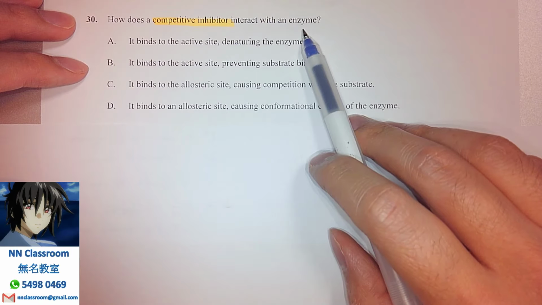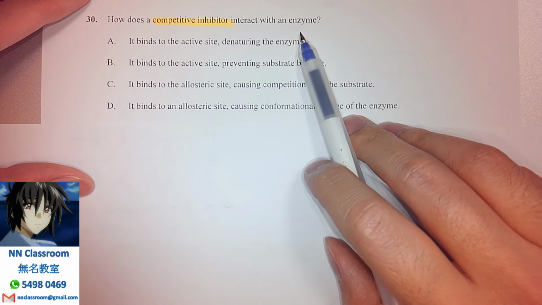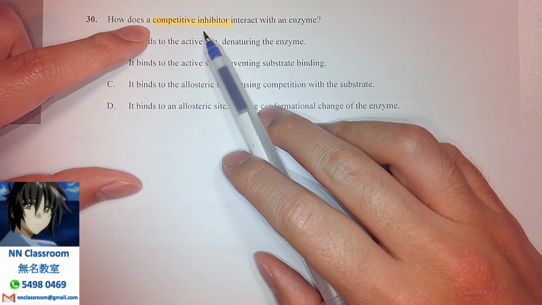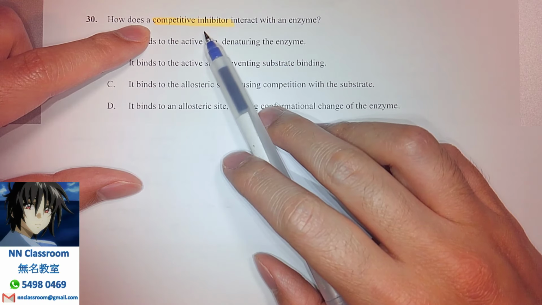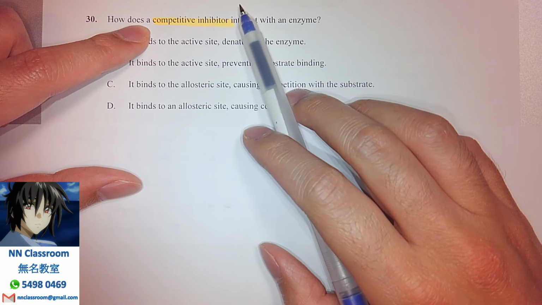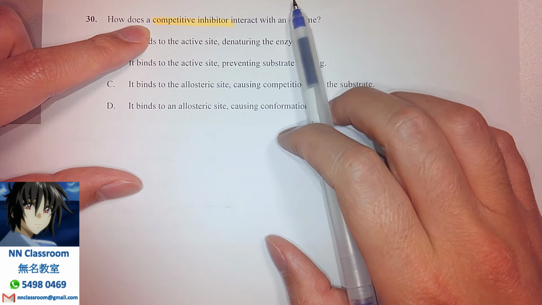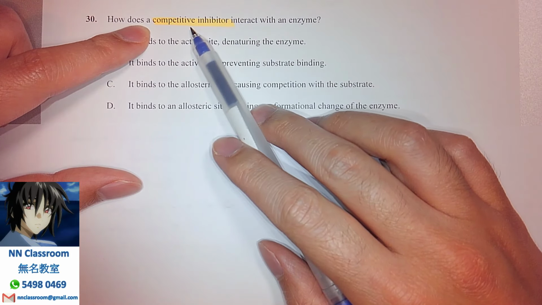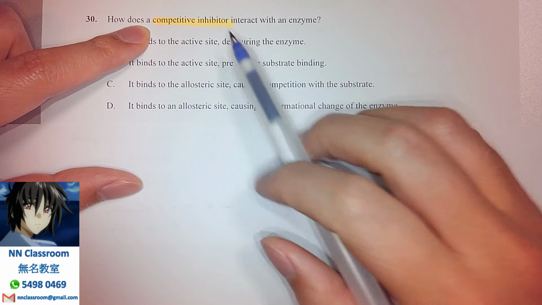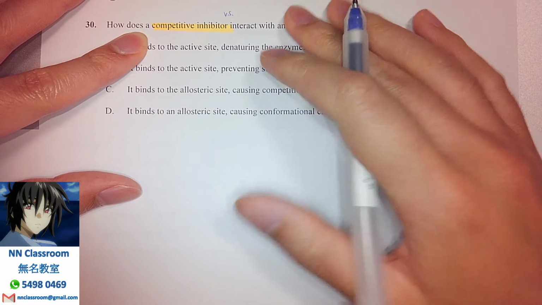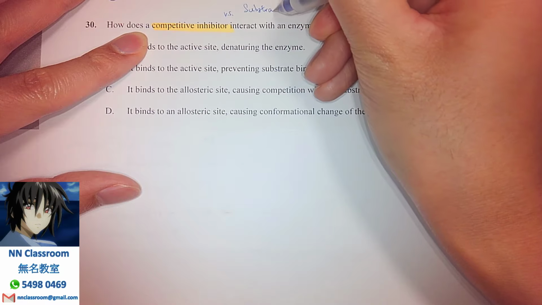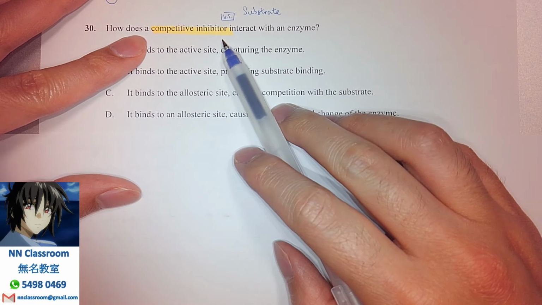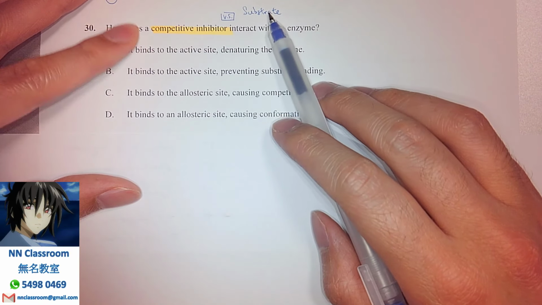First of all, a student should have realized that competitive here means the inhibitor is going to be competing with the substrate. That means there's a competition between the inhibitor and the substrate. And as we know, the substrate is the one that binds to the active site of the enzyme. So if you have a competition, both the inhibitor and the substrate are in a competition, chasing to bind the enzyme.